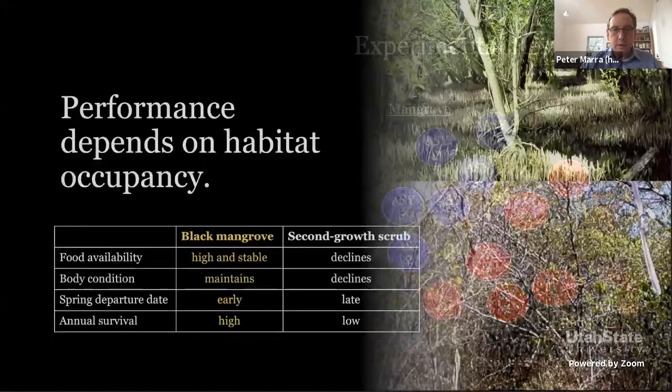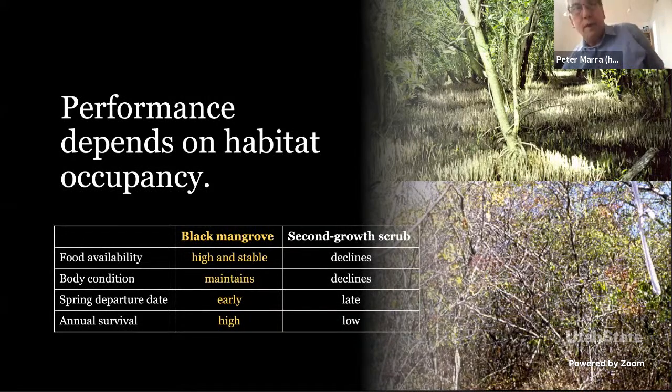Hold on. So I'll just basically tell you the answer, what we found over the years. In black mangrove habitat, basically performance of redstarts in each of these habitats is totally dependent upon habitat occupancy, regardless of sex and age. So in black mangrove, food availability over that winter period. So we get there early, we go there late, we're there the whole time, but we have these two different sampling periods, sometimes multiple sampling periods. But as you go from that wet to this dry period, in the black mangrove habitat, food for redstarts is high and stable. Whereas in the second growth scrub, it declines over that winter period.